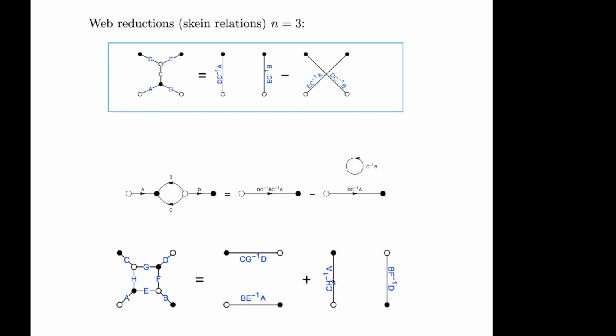These operations allow you to take your web on a planar graph and simplify it, to write it as a linear combination of simpler webs. And if you keep applying those operations until you can't simplify it anymore, you get a reduced web on a surface. I mean, if it's on a surface.